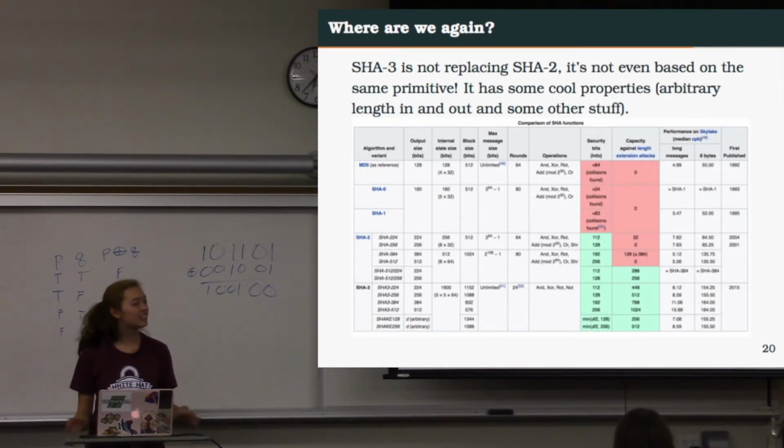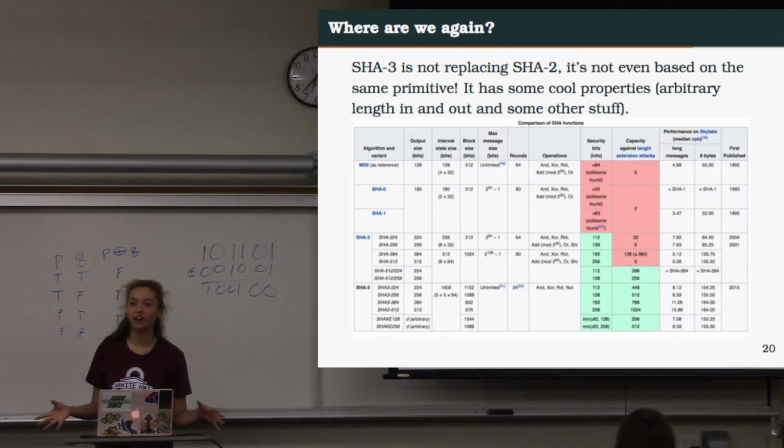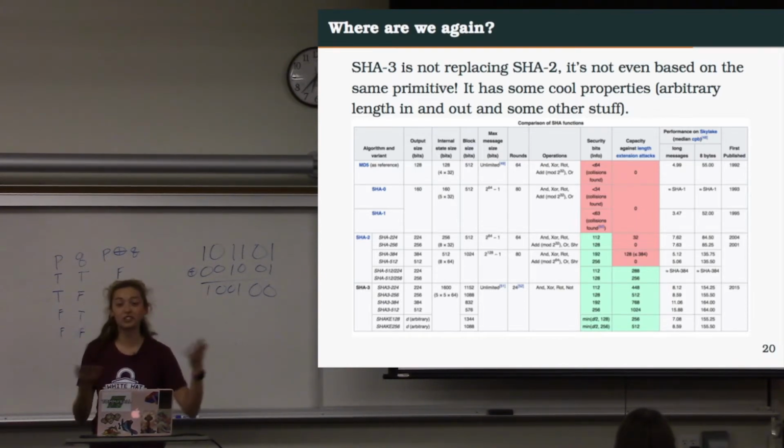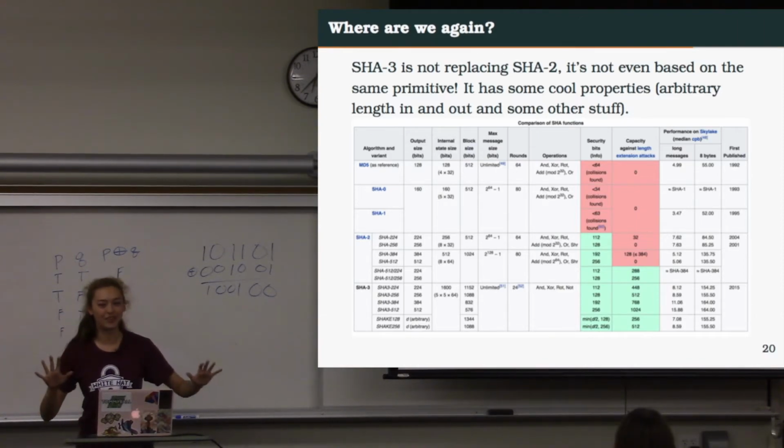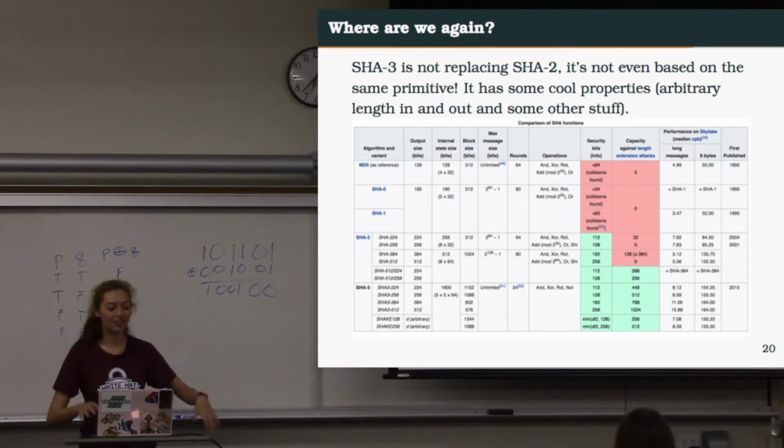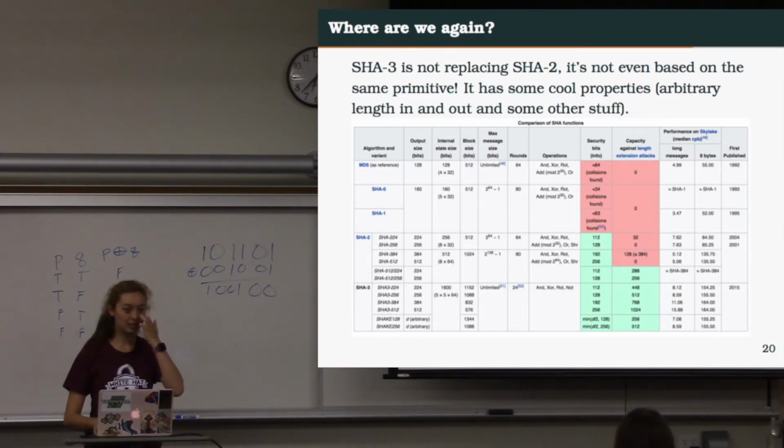So let's take a recap of where we are, not necessarily in the talk, but just in the world in general. And also now would be a great time for questions as we take a tiny little step back from the interesting sponge stuff. So SHA-3 is kind of the reason why we're talking about sponge functions. It's the application for which they are most known.